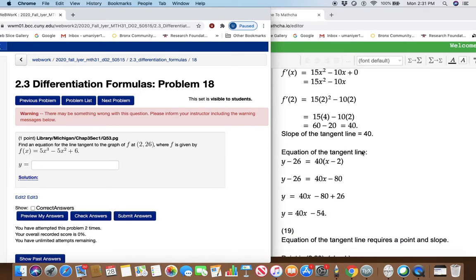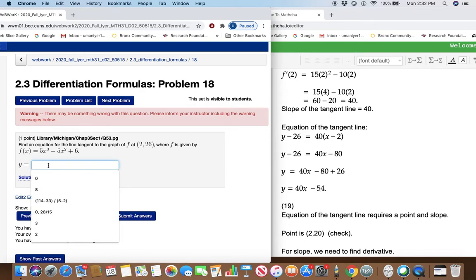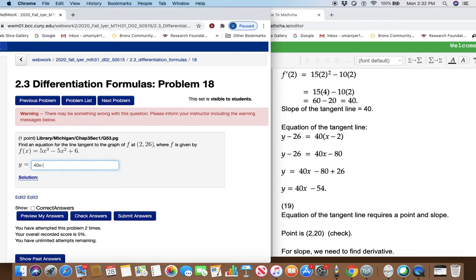To write the equation of the tangent line, you use y minus y coordinate equals slope times x minus x coordinate. Simplify. Y minus 26 equals 40x minus 80. So y equals 40x minus 80 plus 26. Simplify that: 40x minus 54. So y equals 40x minus 54.